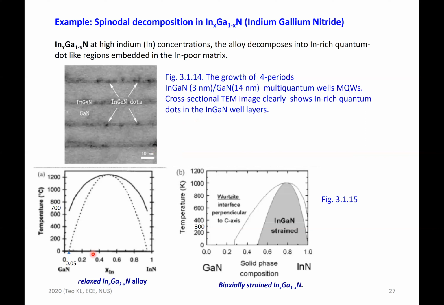Let us look at another example, figure 3.1.15. This is basically an indium gallium nitride relaxed material. That means it could grow on the sapphire, and the lattice mismatch is so large, like 30%, that the interface cannot accommodate the strain, so the indium gallium nitride is relaxed.